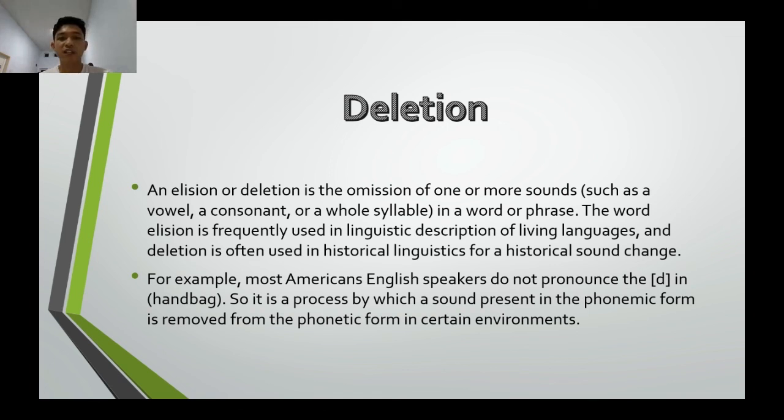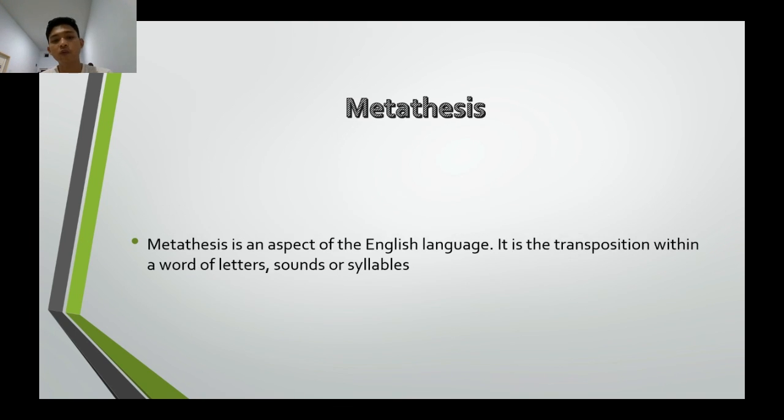Deletion. An elision or deletion is the omission of one or more sounds, such as a vowel, a consonant, or a whole syllable in a word or phrase. The word elision is frequently used in linguistic description of living languages, and deletion is often used in historical linguistics for historical sound change. For example, most American English speakers do not pronounce the D in handbag. So it's a process by which a sound present in the phonemic form is removed from the phonetic form in certain environments.